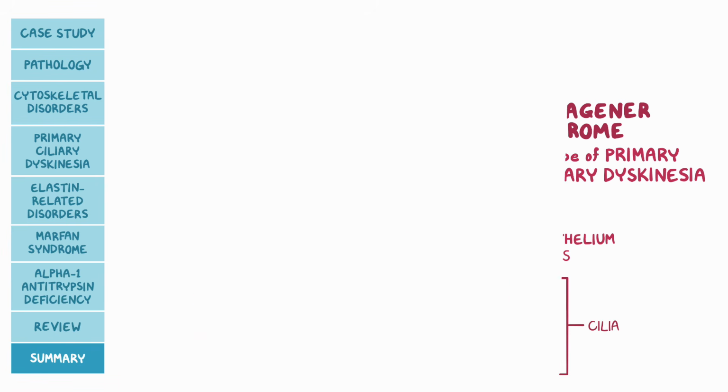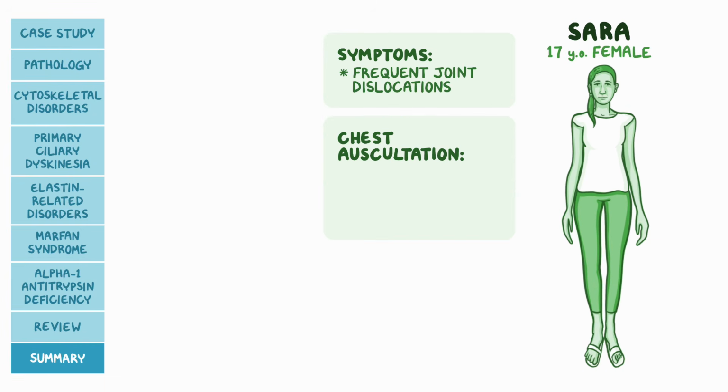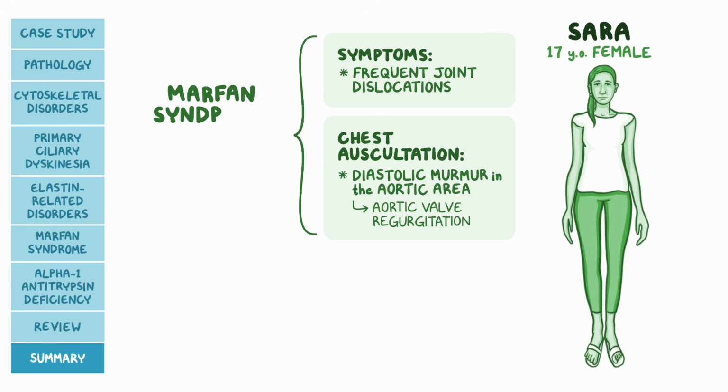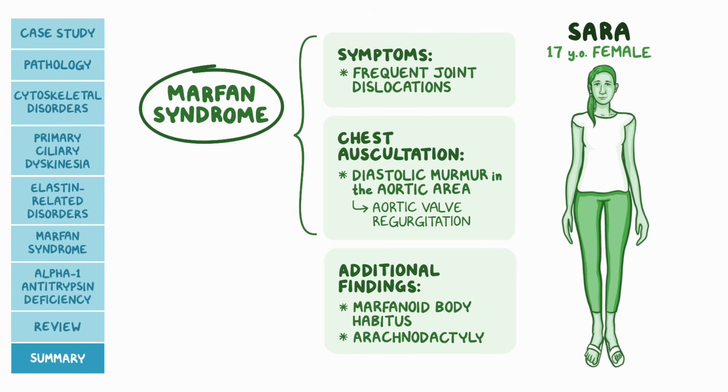On the other hand, Sarah, the 17-year-old girl, came in with frequent joint dislocations. In addition, her diastolic murmur in the aortic area indicates aortic valve regurgitation. These two findings combined should make you think of either Marfan syndrome or Ehlers-Danlos syndrome. However, the additional findings of a marfanoid body habitus, as well as the arachnodactyly, are characteristic of Marfan syndrome.